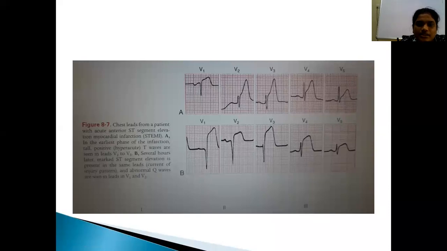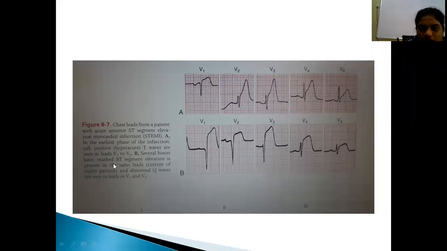See, these are the chest leads for a patient with an acute anterior wall MI, in which we can see the ST segment elevations. Are you able to see these ST segment elevations? So this is the acute stage. This A1 is the acute stage in which the STEMI is seen. ST segment elevations with hyperacute T waves.